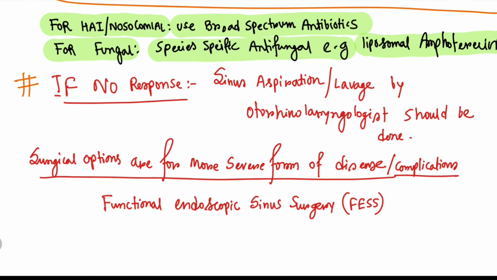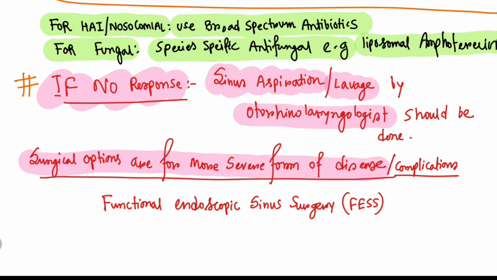If after this initial therapy there is no response or the disease is getting more severe, then sinus aspiration or lavage is advised, which should be done by a trained ENT surgeon. Surgical options are for a more severe form of the disease or if there is any complication. The procedure that is preferred is functional endoscopic sinus surgery or FESS.